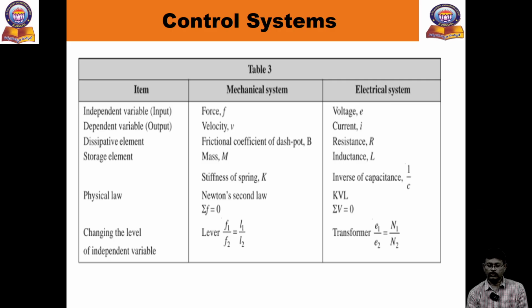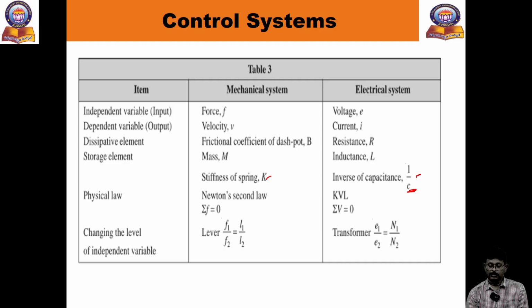You have already seen that you are applying the force in a translation system. In the electrical system, it is voltage. Velocity corresponds to current. The frictional coefficient is equal to resistance, mass is equivalent to inductance, and the spring constant is equal to the inverse of the capacitance, 1 by C.